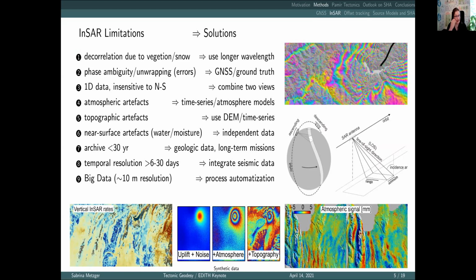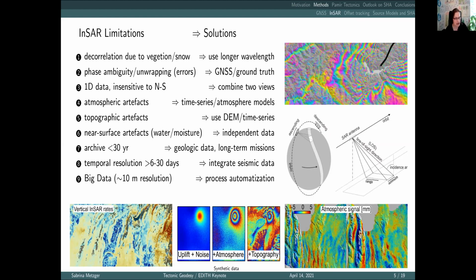And then I already mentioned that the archive is quite short, so we have to compare our observations to geologic data so that we can tell something more about that. It's not just recent what we observe, but it's something which is stable over time. And we have to aim for long-term missions, so satellites which last for 5 to 10 years. The temporal resolution is a bit more than a few days today, so 6 days is the minimum. And if we want to observe processes which go faster than that, like the first post-seismic stage of an earthquake, we have to integrate other instrumental data which has an even higher temporal sampling.